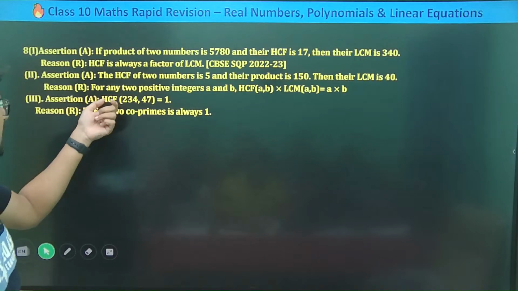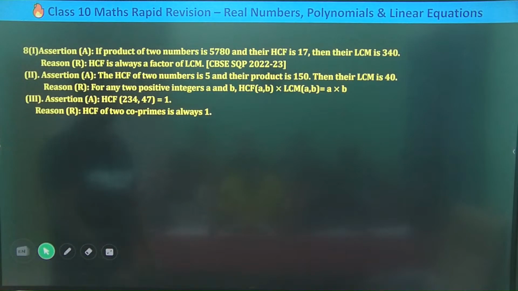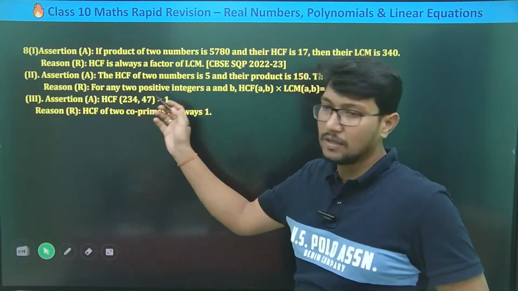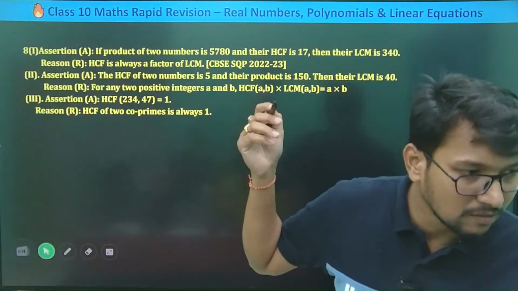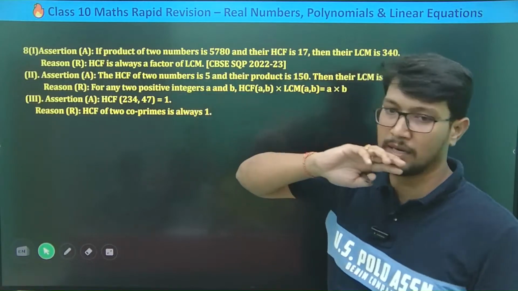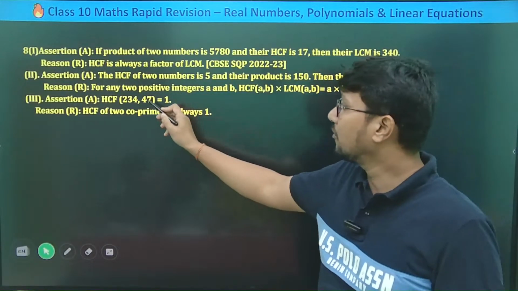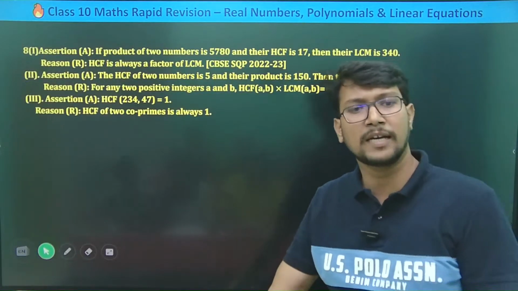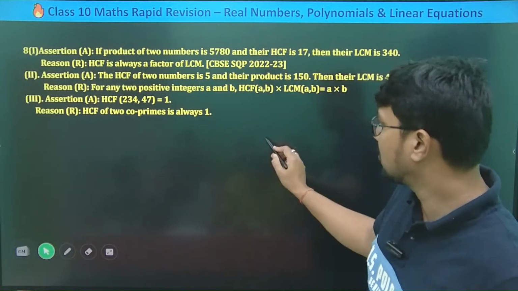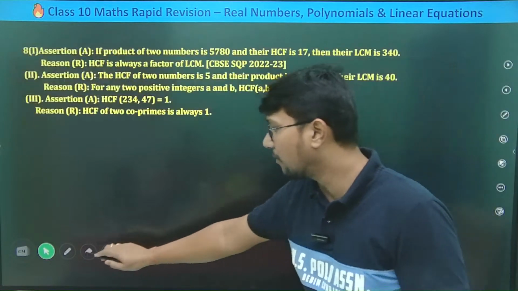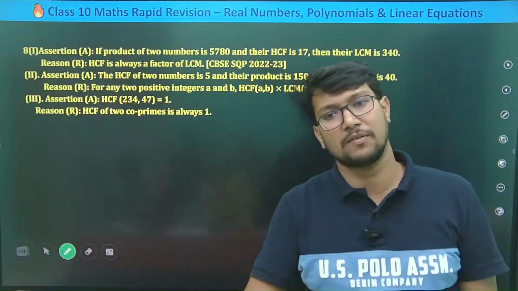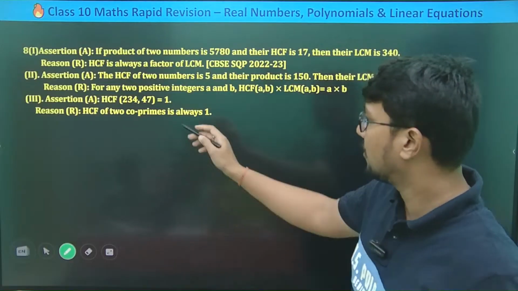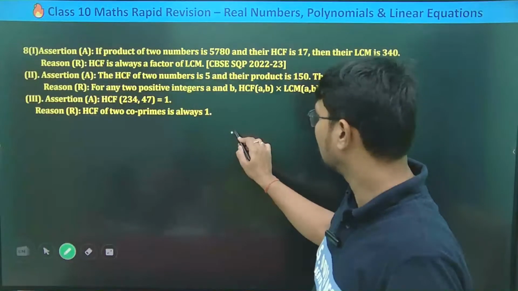Assertion A: HCF of 2347 equals 1. Is that 1? Check. How can you check? You divide one with the other. If there is no common factor, then the HCF is 1. Tell me 5, 7. HCF is 1 because while dividing 5 by 7 or 7 by 5, it is not divisible. Right? Now check.